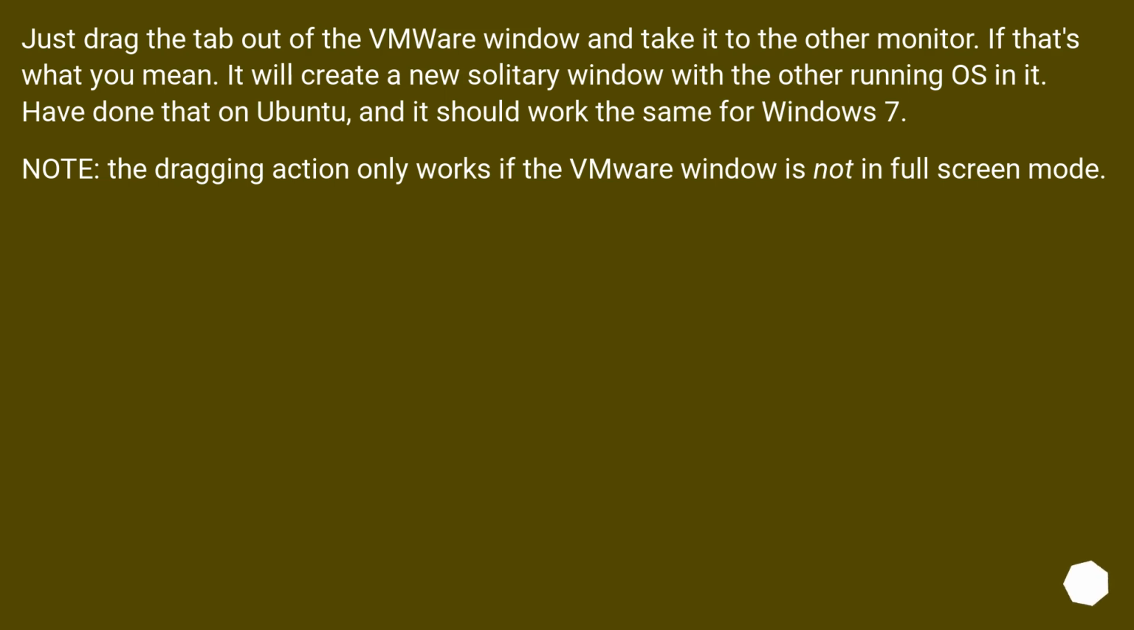Just drag the tab out of the VMware window and take it to the other monitor. If that's what you mean, it will create a new solitary window with the other running OS in it. I have done that on Ubuntu, and it should work the same for Windows 7. Note, the dragging action only works if the VMware window is not in full screen mode.